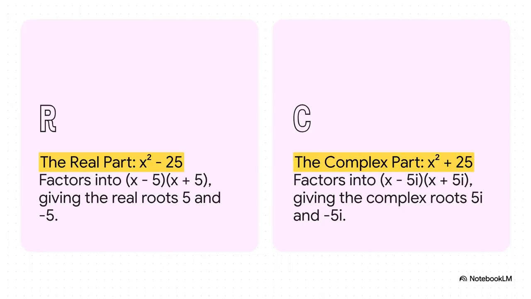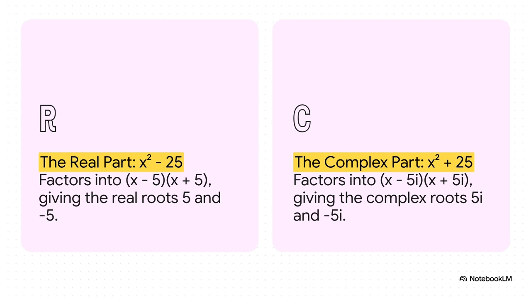The first part, x squared minus 25 equals 0, well, that's another difference of squares. Easy. That gives us two real roots, x equals 5 and x equals negative 5. Simple enough. Now for the second part, x squared plus 25 equals 0. This is where we find our hidden roots.